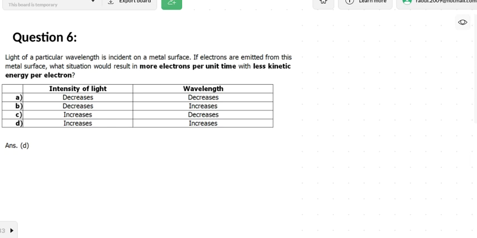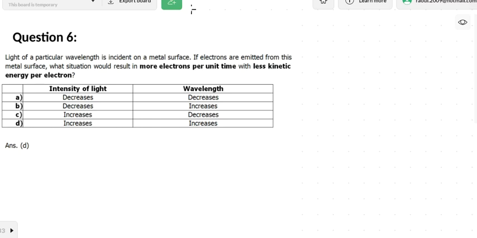Now we start doing some applications on intensity to fix this information more, that we read together. Here we have question number 6. Light of a particular wavelength is incident on a metal surface. Okay, so we have light. So this is normal photoelectric emission.